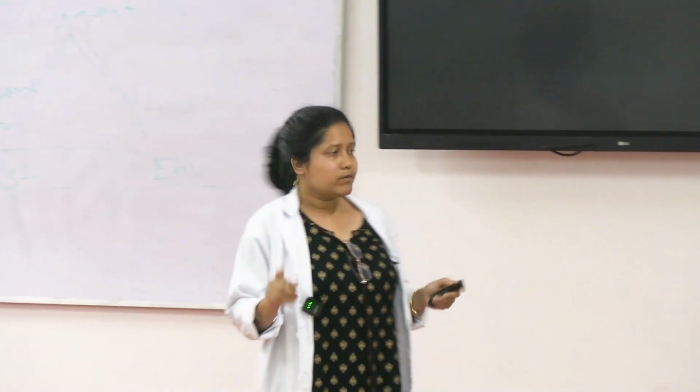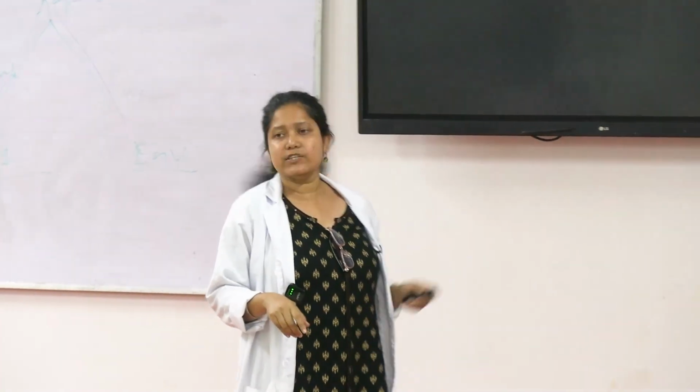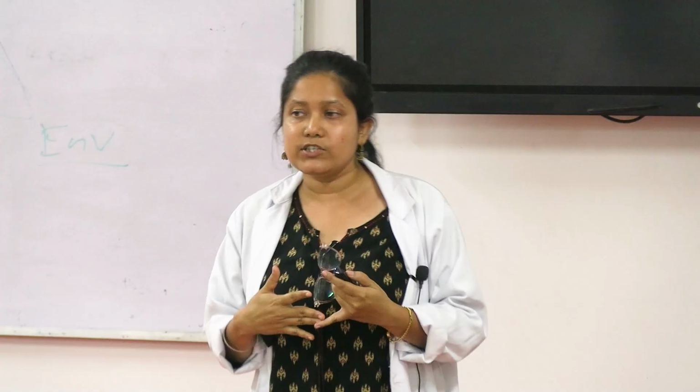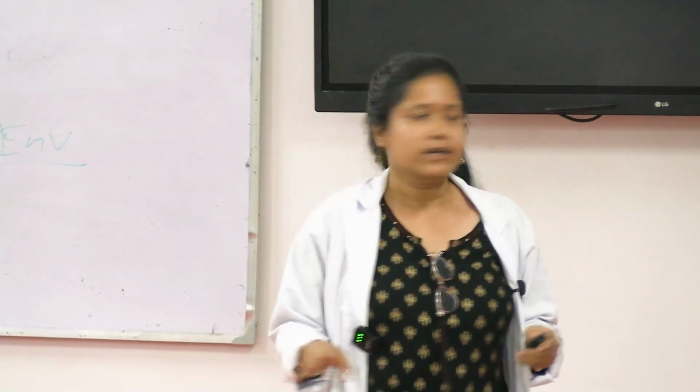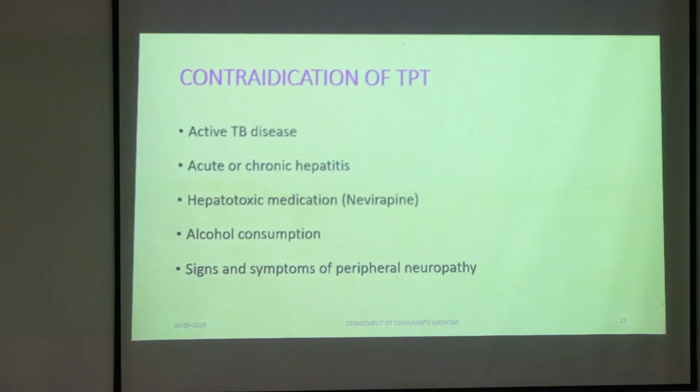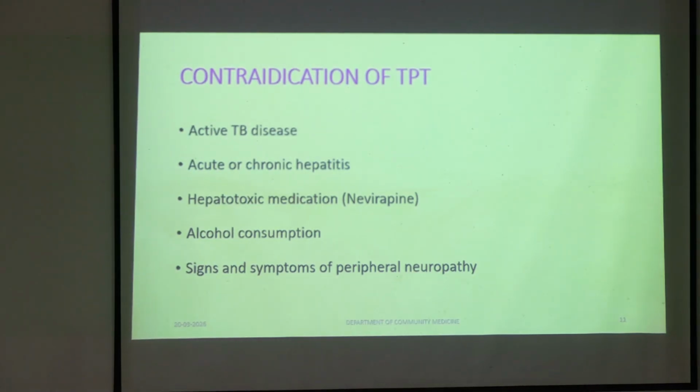Why are these the contraindications? Because what is the drug? This is isoniazid. If you know, sir will tell what the side effects of isoniazid are. These all are the side effects of isoniazid. You don't have to remember only. So acute or chronic hepatitis, side effects, hepatotoxicity. This is a hepatotoxic drug. So in acute and chronic hepatitis, you will not be giving isoniazid.